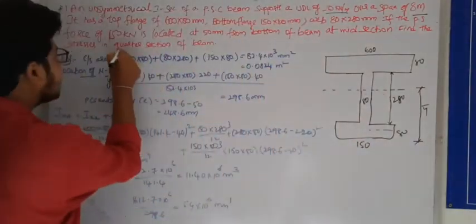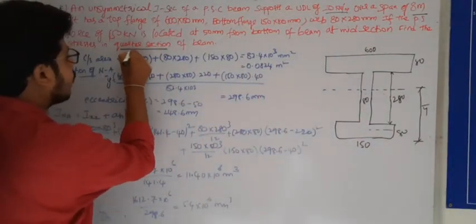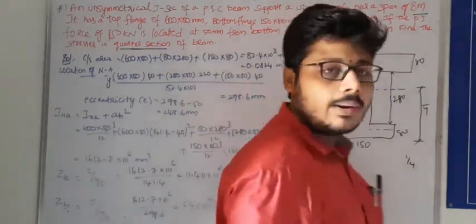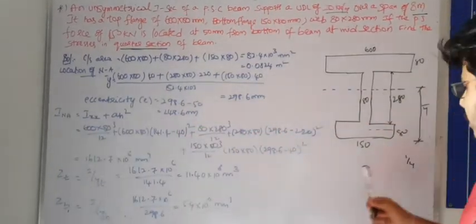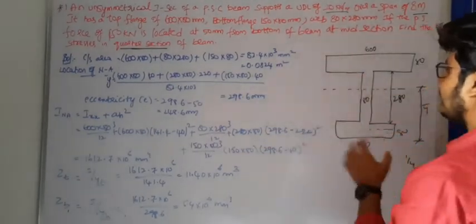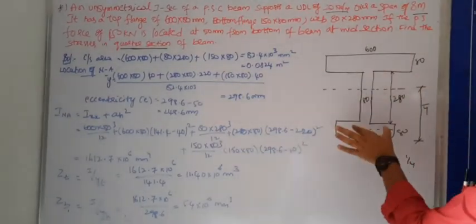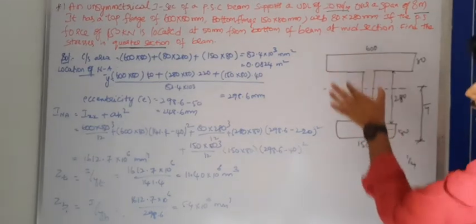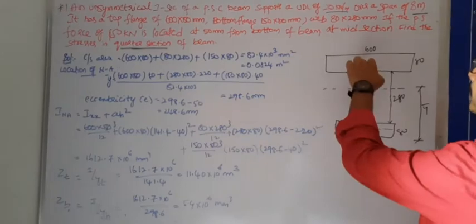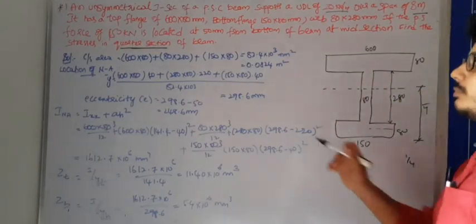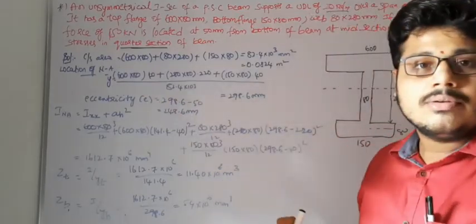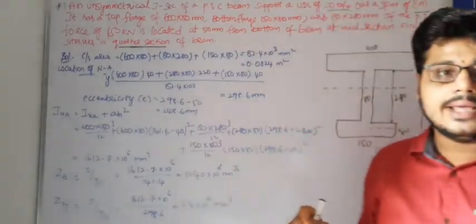So find the stresses developed at the quarter section, meaning 1 by 4. It is the quarter section. First we have to draw the unsymmetrical I section, that is top flange, web and bottom flange, which is unsymmetrical. First, find the cross sectional area.